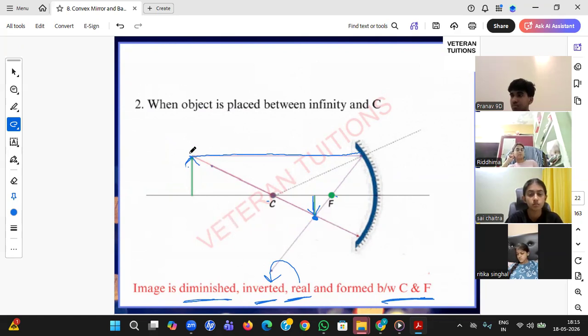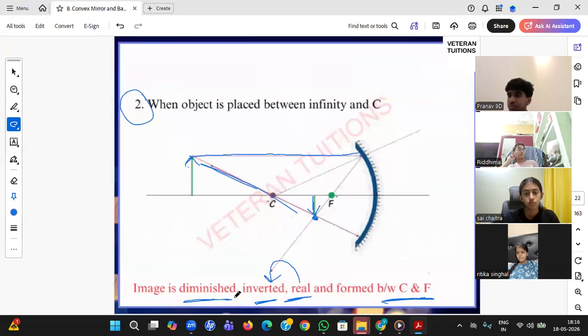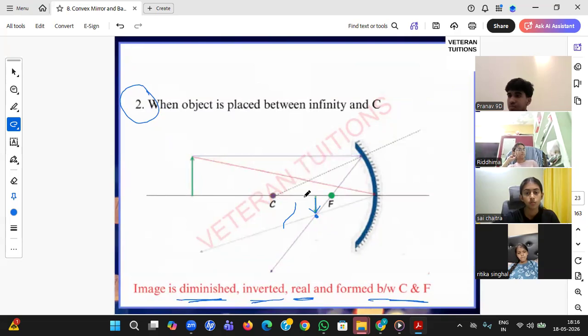Now some students ask, sir, can we take any other ray? Yes, see case number 2 only. I am taking another ray. In case number 2, the first ray I took was a parallel ray. For the second ray, I took ray number 4. What happened? Exactly here the intersection happened, and again all the characteristics are the same: diminished, inverted, real, between C and F. Same characteristics, no change at all. That's the reason, student, you can take any ray. Try to take the ray which you are comfortable in drawing.